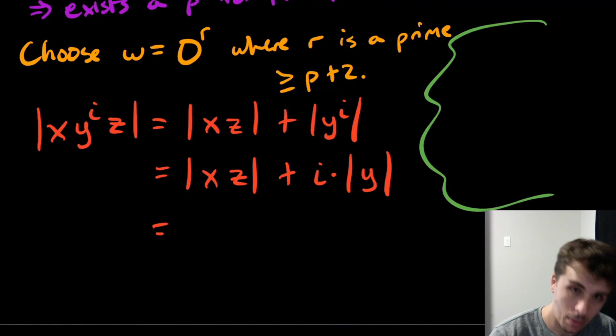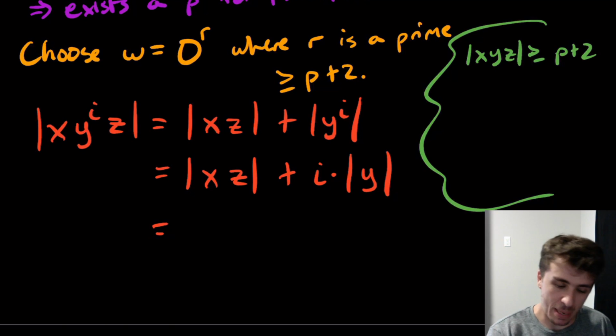So what we know is that the length of x, y, and z together, which is the original string, is at least p plus 2. Right? Because that's what we picked the length of the string originally to be. It's the length of the pumping constant plus 2. So that's the plus 2 here.